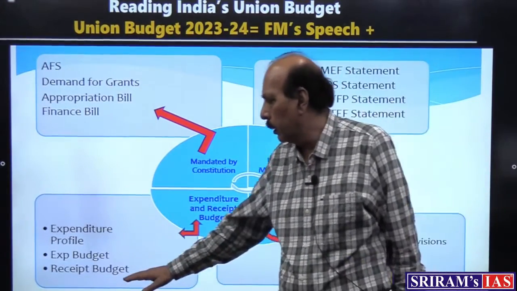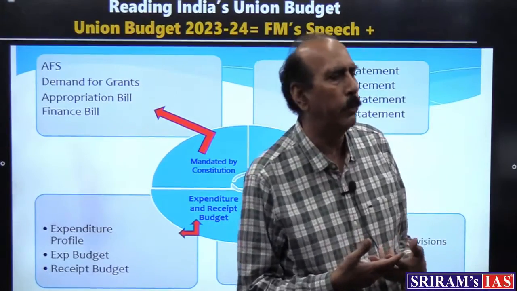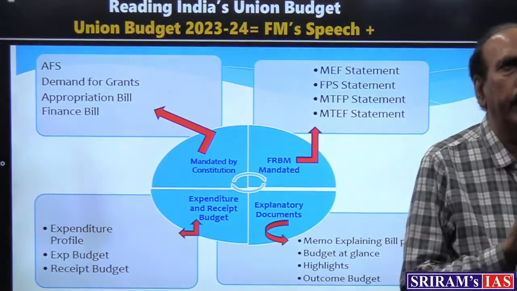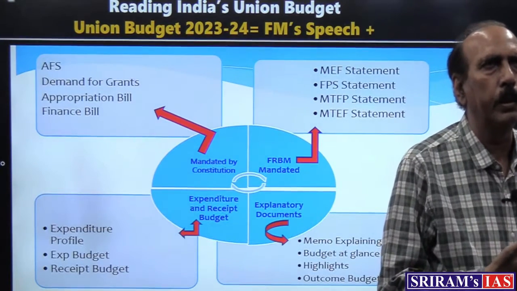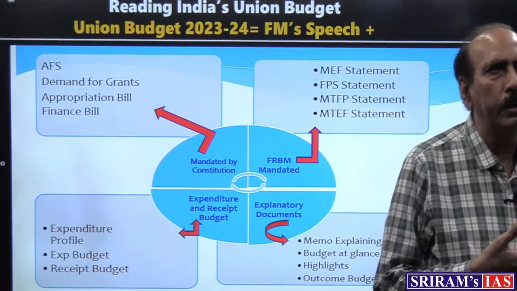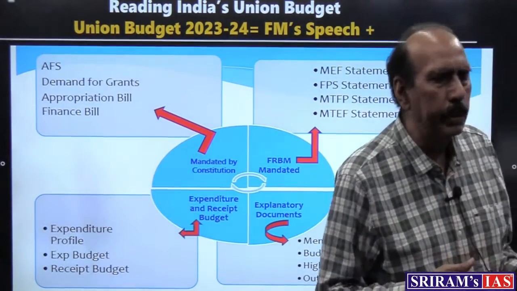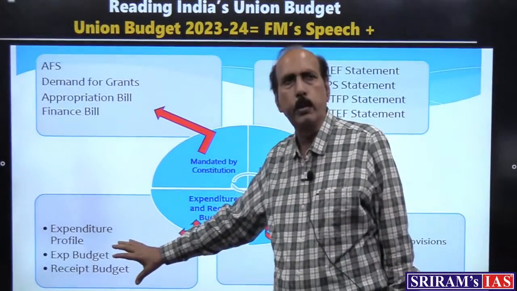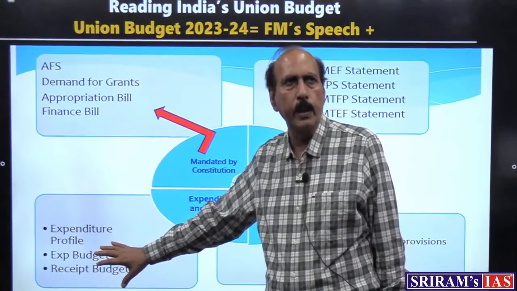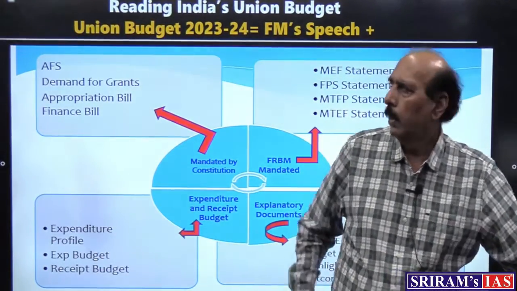Now, the last, the receipt budget, will give you the record of the government revenue, in the form of tax revenue. Tax revenue is broken up into direct taxes and indirect taxes, and then non-tax revenue. All these are recorded and given in this receipt budget. So these are the documents which will give you a simplified analysis of government expenditure and receipts.